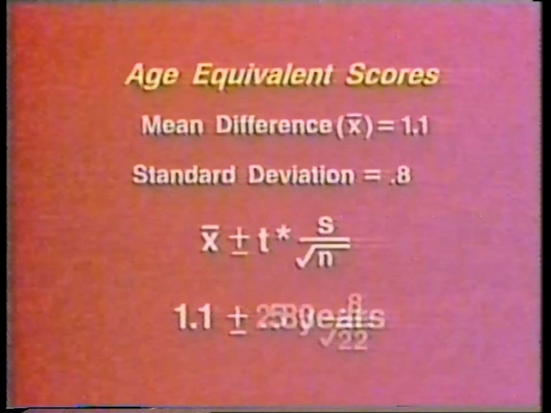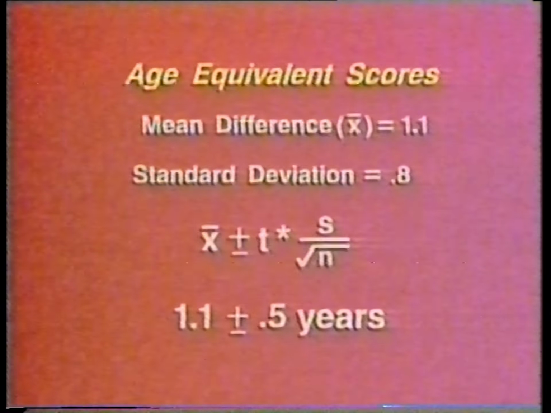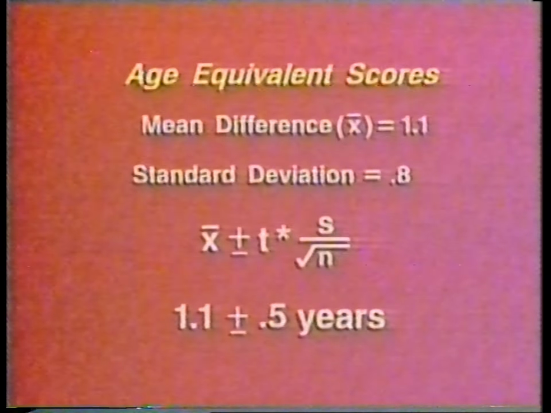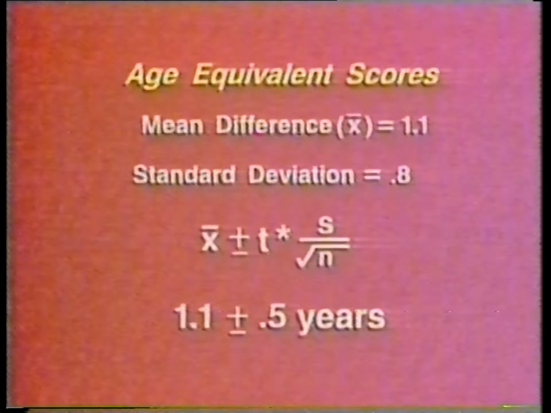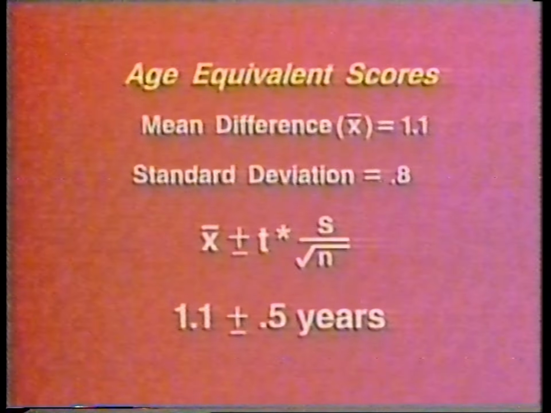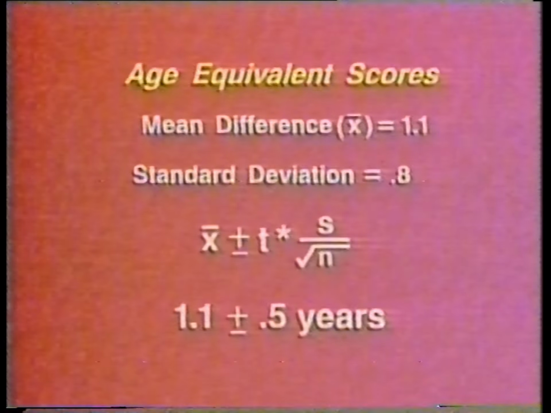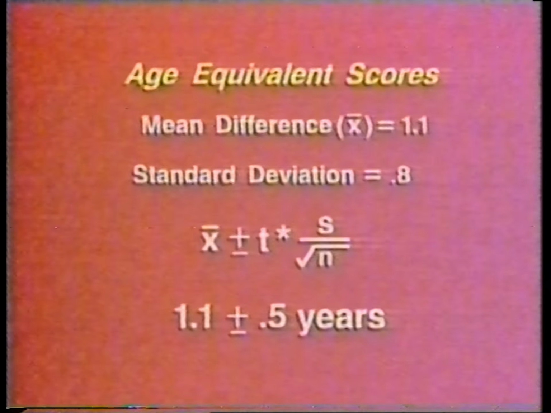Doing the arithmetic gives us 1.1 plus or minus 0.5. The interval ranges from just over half a year to more than a year and a half. From the sample mean, we now have an estimate of the actual mean difference between daily living and social skills for all autistic children ages 5 and 6.